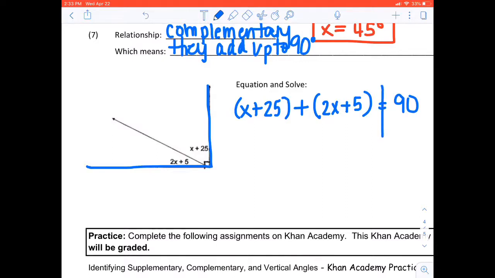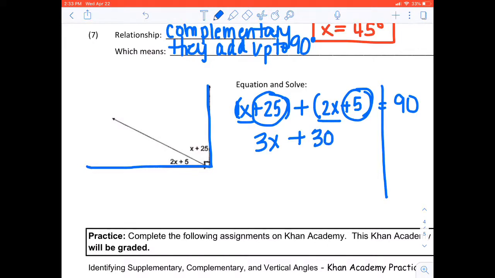So let's start solving this equation. We have an x here and a 2x. So remember, that's actually 1x. So 1x and 2x is 3x's. Then we have this 25 and this 5. So if I add those together, I get 30. Still equal to 90.